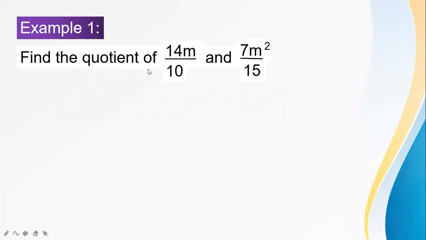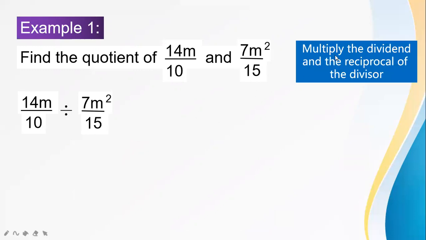Example, we have find the quotients of 14m over 10 and 7m squared over 15. So we have the given. And then first step, you multiply the dividend and the reciprocal of divisor. So first step, you copy this one and then you change this division sign to multiplication sign, and then 7m squared over 15, get the reciprocal of the divisor. So therefore, 7m squared, it will become denominator, and 15, it will become the numerator. So therefore, this will be your expression.